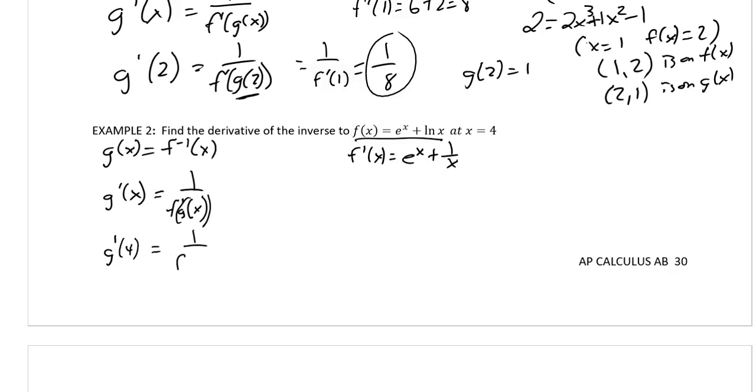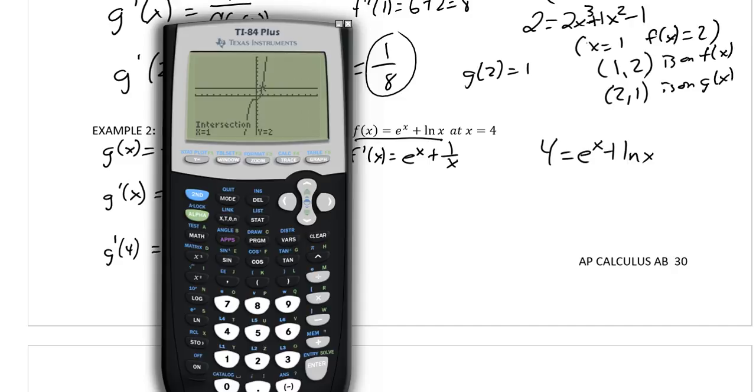So again, we have to do 4 equals e to the x plus natural log of x, and we have to solve that. We're going to do it the same way. We're going to graph it. So I'm going to go back to y equals. I'm going to plug in 4, and then I'm going to plug in e to the x plus the natural log of x. Going to graph it, and it again looks very close to 1. I don't think it's exactly 1 this time, but let's see.